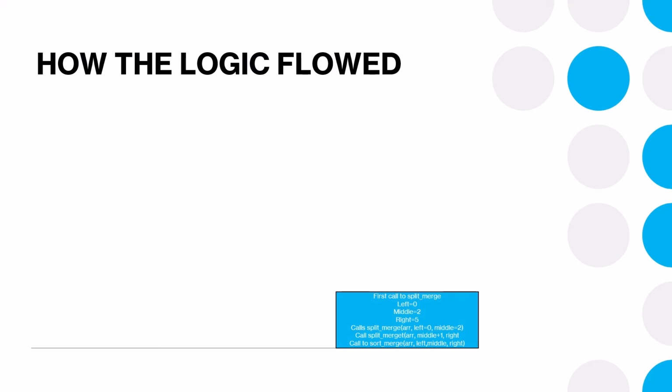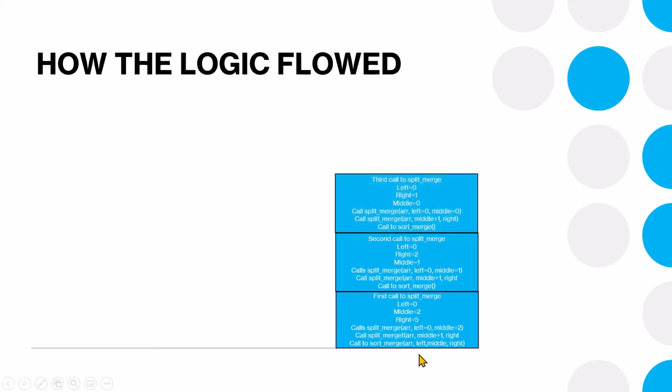So our first call to split merge was with 0 and 5. Remember, we calculated the middle 2, and then we called split merge with left and middle, 0 and 2, which put another instance onto the stack, right? Now we calculate a new middle, which is 1, and then we call split merge with 0 and 1, right?